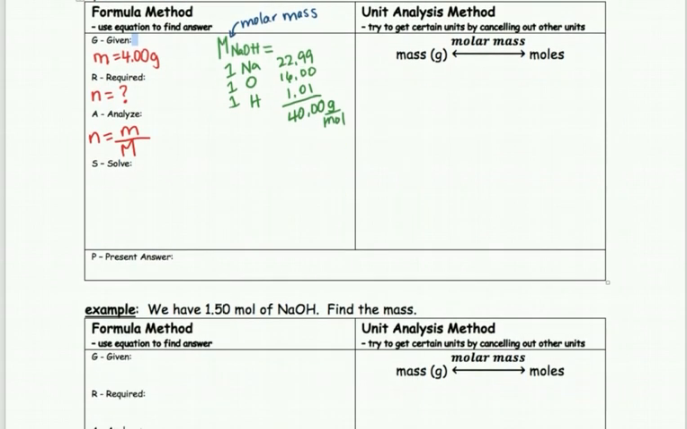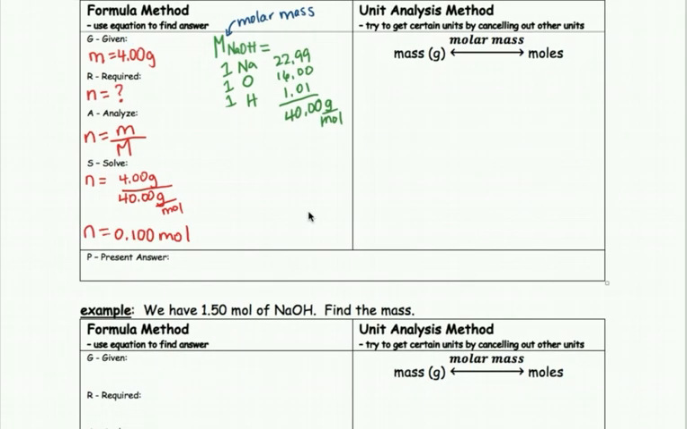So now we're just going to solve. Solve just means start plugging everything in. So we have mass was 4 grams, and molar mass is 40. Then we divide that and you get 0.100 moles.